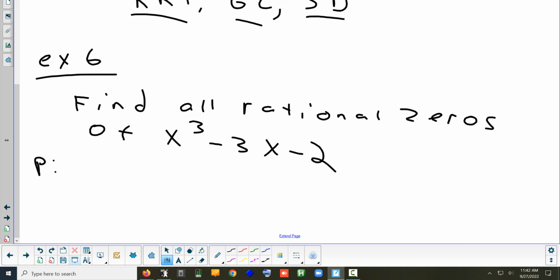Plus or minus 1, and plus or minus 2. What are my options for q? Plus or minus 1. So there are not that many rational root possibilities in this problem.